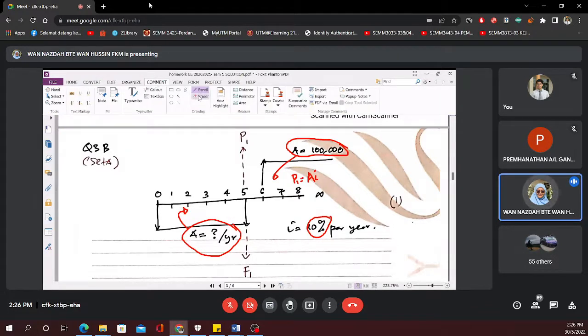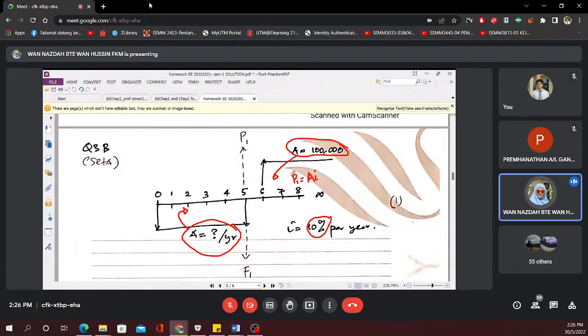What is the formula for P? Is it P equals to AI, or A equals to PI? Which one is the correct formula for the capitalized problem? Is it A equals to PI, or P equals to AI? Which one is correct, 1 or 2?